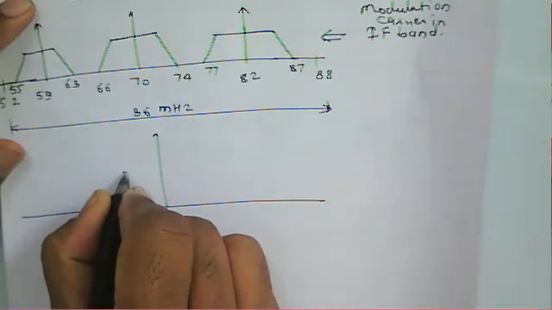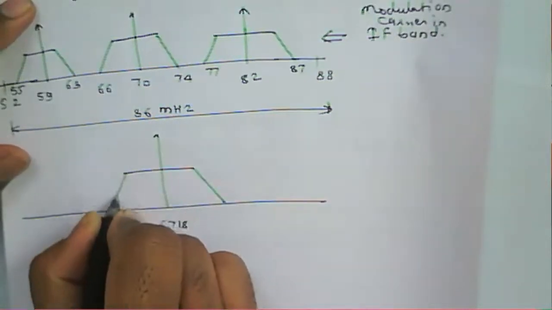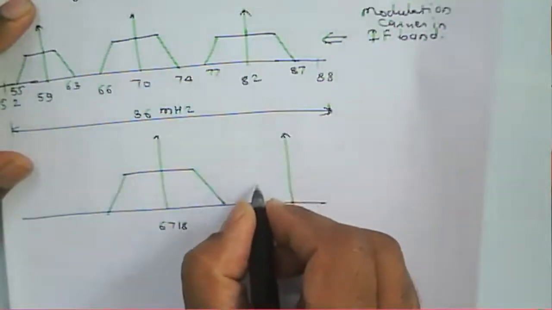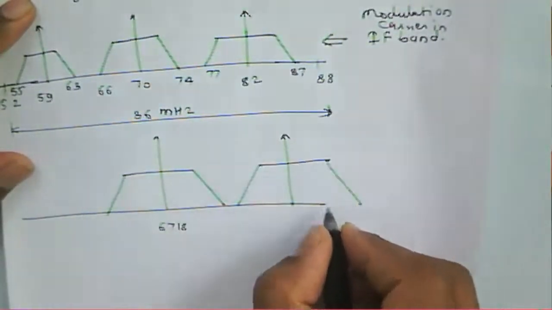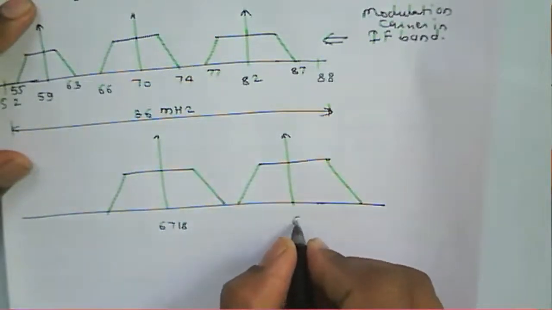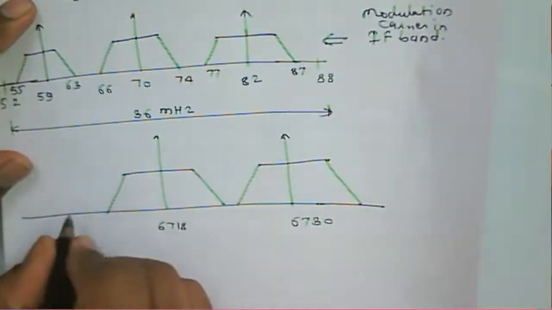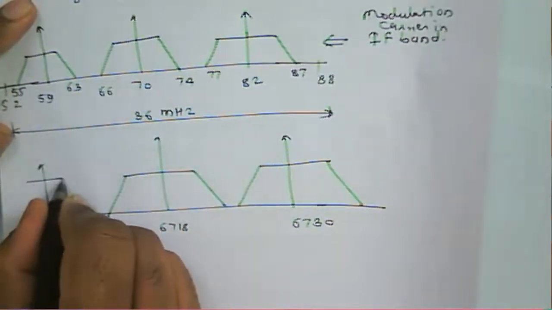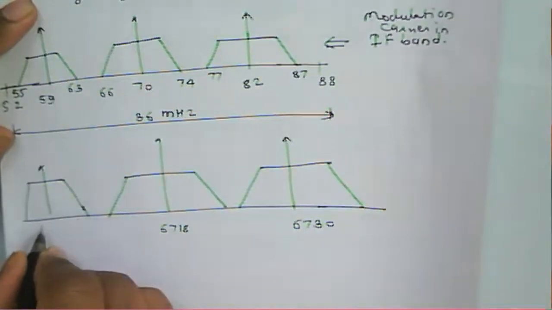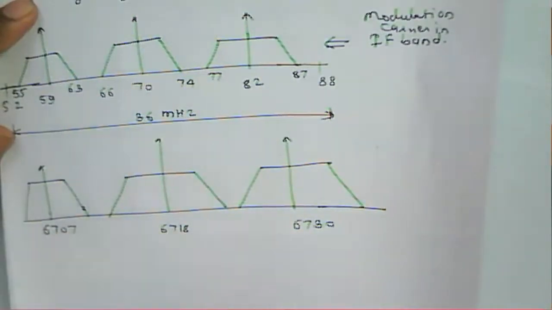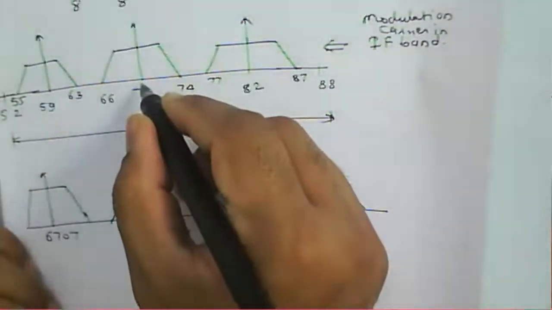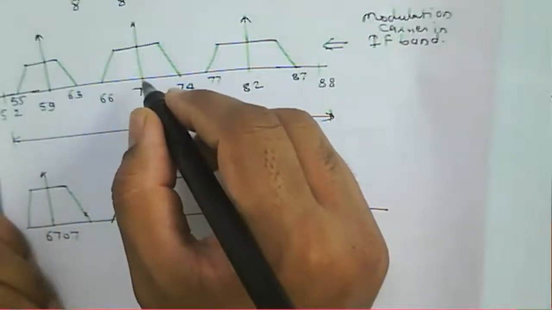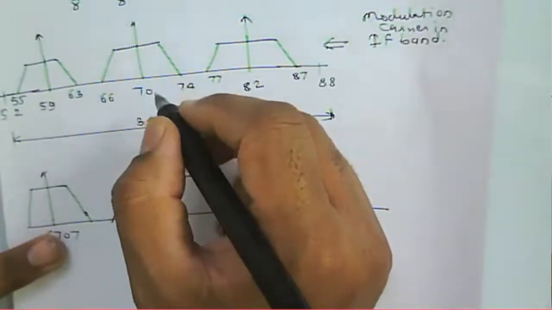We have the 6718 here, one band, another band for this 82 megahertz here, likewise. This one is here, that is about a 6730, and another band at this 59 here, we'll get that 6707. 6718 plus 70. Okay, 67. So this one 70 plus 6718.